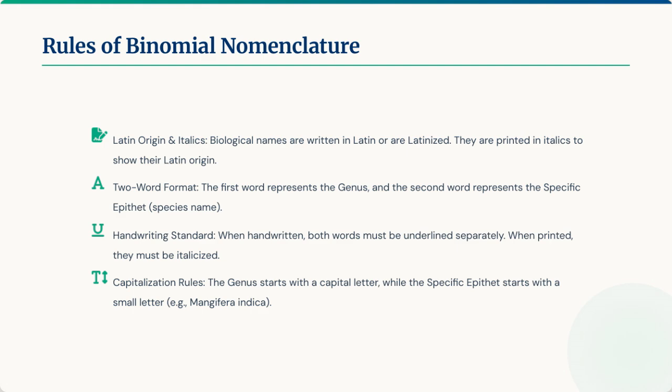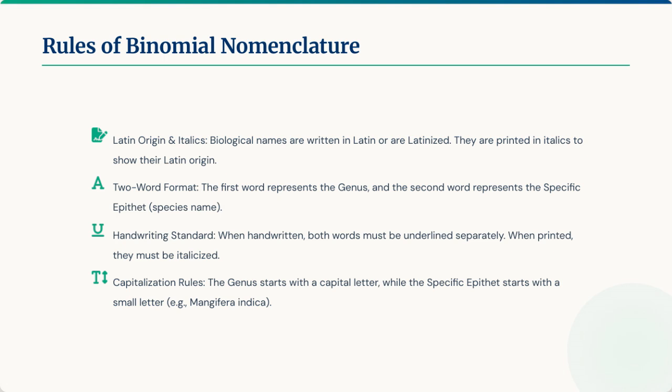Next, these names follow a two-word format. The first word is the genus, which is always capitalized, and the second word is the specific epithet, or species name, which starts with a small letter. For example, in Mangifera indica, Mangifera is the genus and indica is the species.